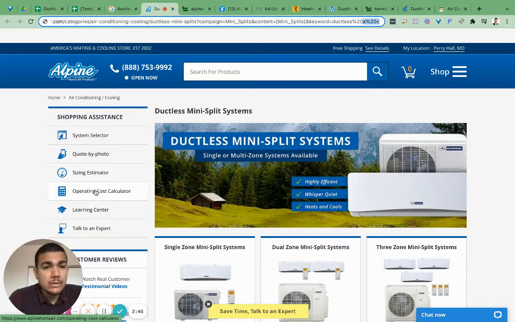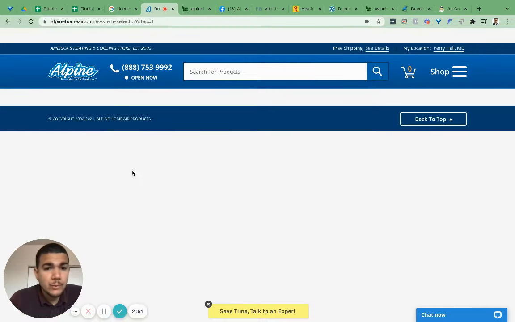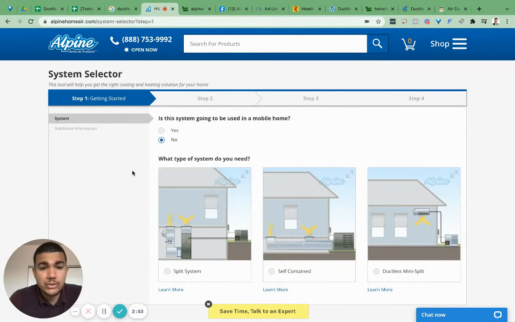One of these pages, either even quote by photo, they can give them a quote by a photo that they're putting. One of these system selectors, but the pages where you at the end get information from the person on the website. I would send it to one of those and test those different pages out.